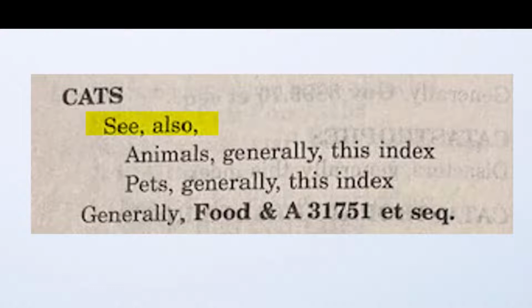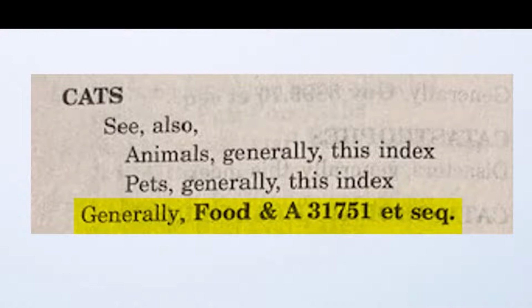See also means you should look elsewhere in the index for related terms, such as animals and pets. That can be very helpful if you haven't thought of any other search terms. Generally, this index is telling you to look for that word, for example, animals, in a different part of the index, perhaps in a different volume. The volume that contains cats does not also include the letter A, so you would have to go to a different volume to look up animals.